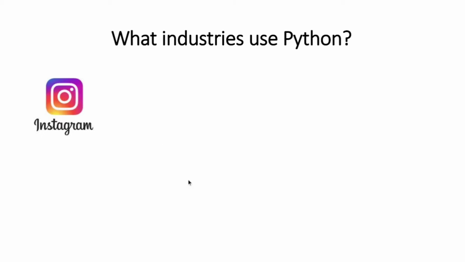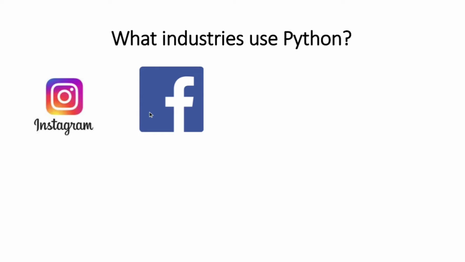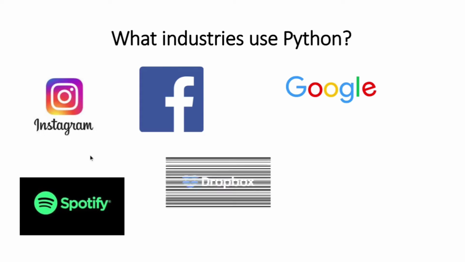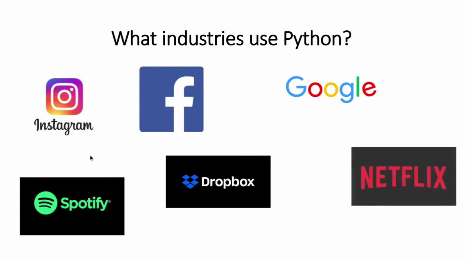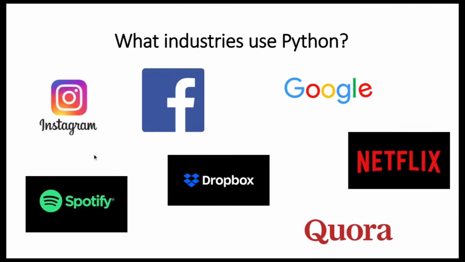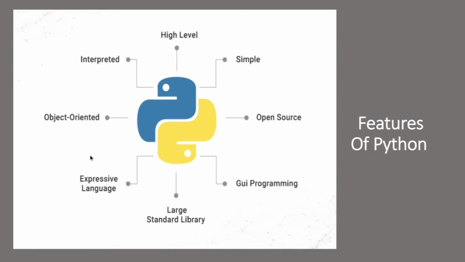So what industries use Python? Instagram, Facebook, Google, Spotify, Dropbox, Netflix, and Quora. These are using Python in their software.